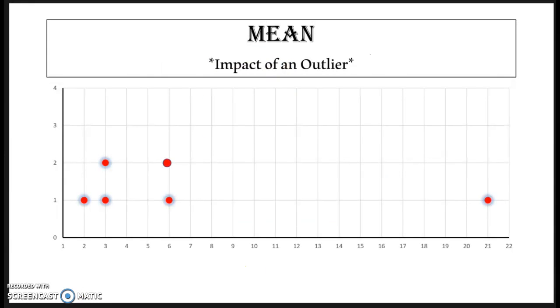Considering the data set that you just used to complete the mean activity, I have replaced one of the 6's with a 21 on the dot plot. So now you have the data points 2, 3, 3, 6, and 21. 21 would be the outlier here as it lies so much higher than the rest of the data.